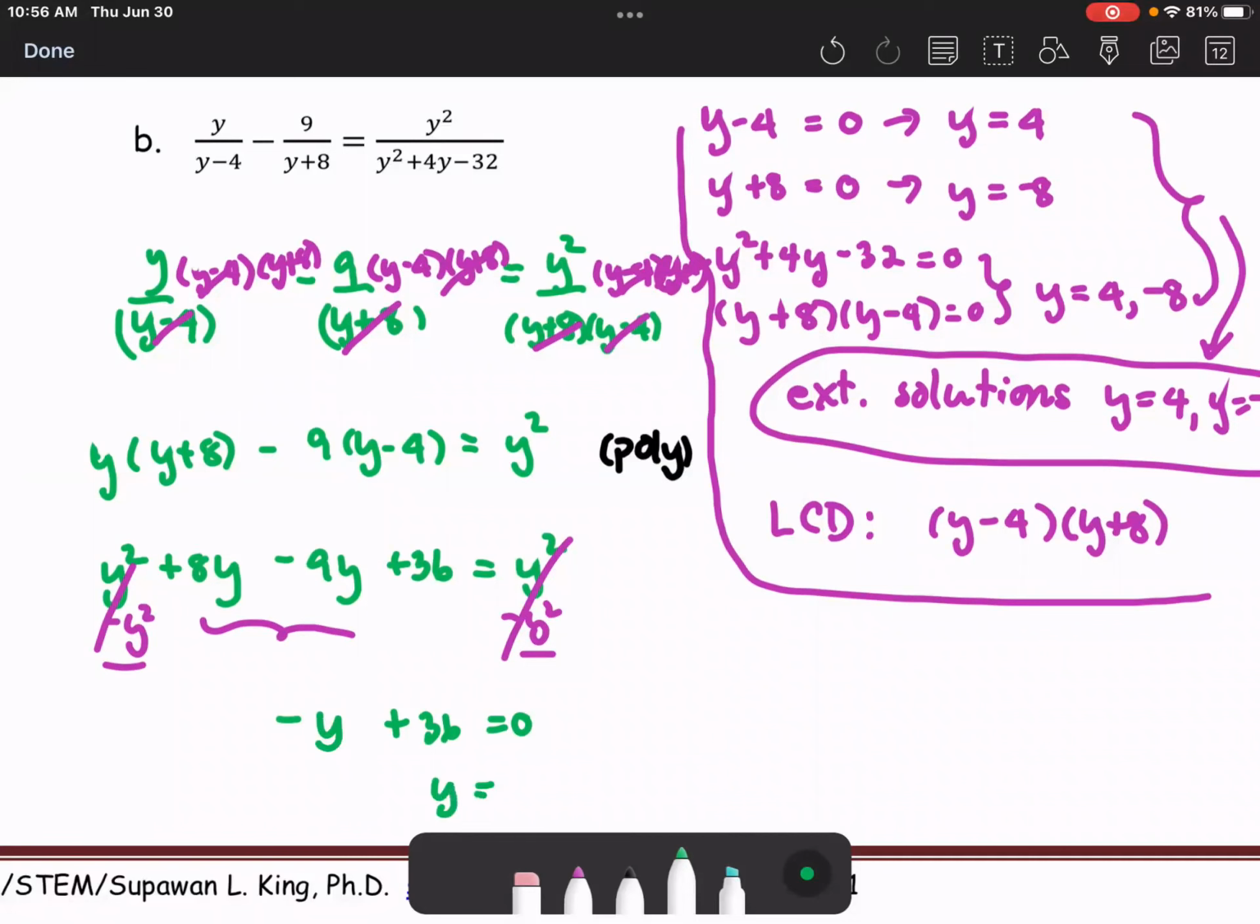That means we have y equals 36 as a solution, and y equals 36 is not the same as the two extraneous solutions. So we put the note here, as long as y is not the value 4 and y is not negative 8. So we are good.